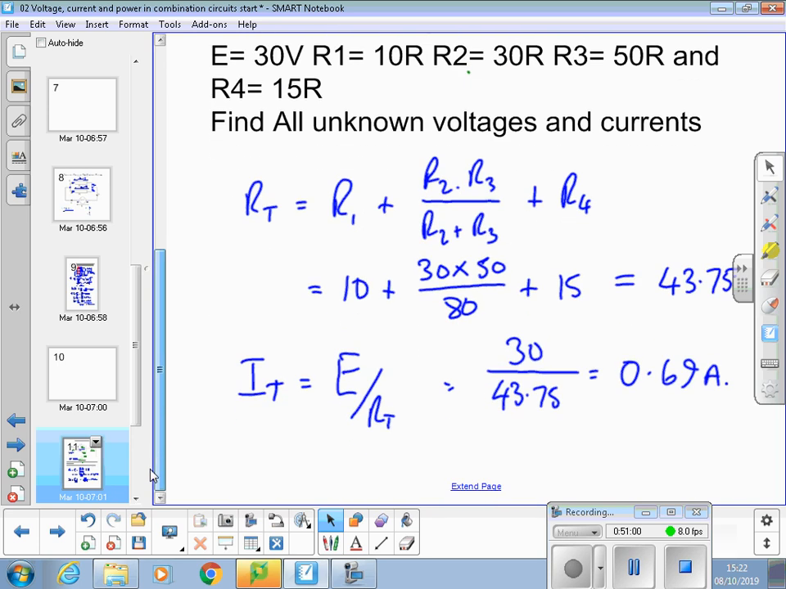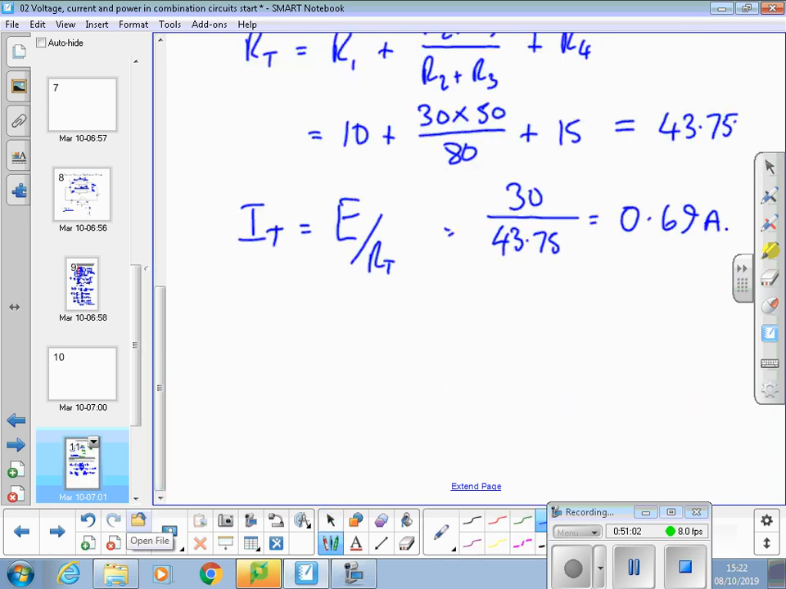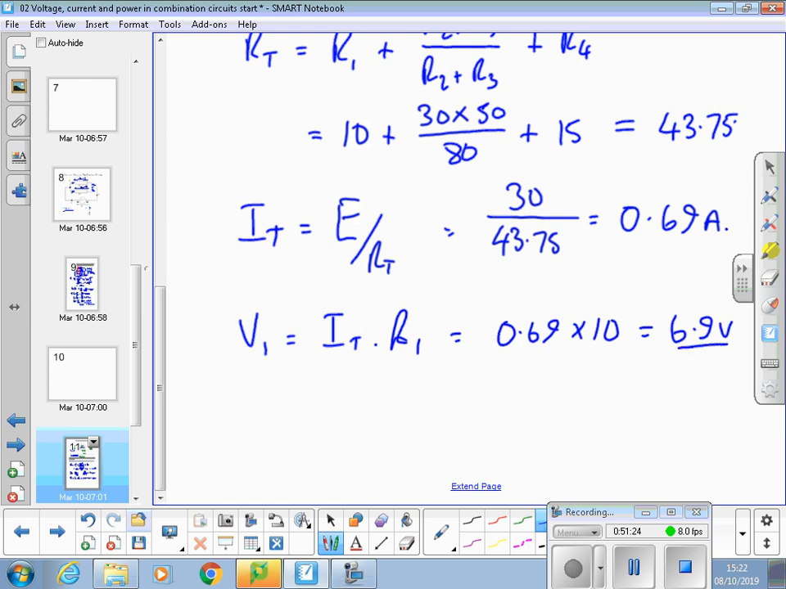So we can say V1 is equal to IT times, what was the value of the resistor? 10, wasn't it? Equals 0.69 times 10 equals 6.9 volts. Yep.